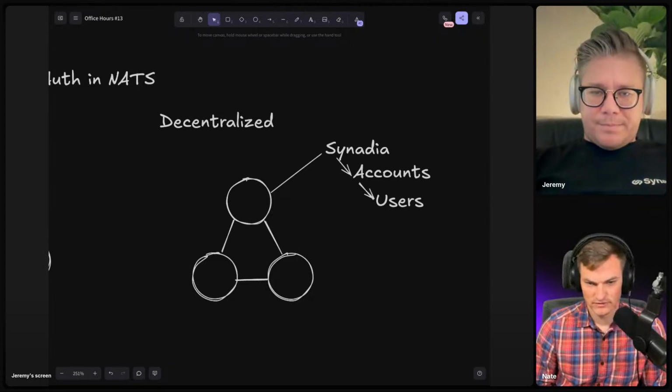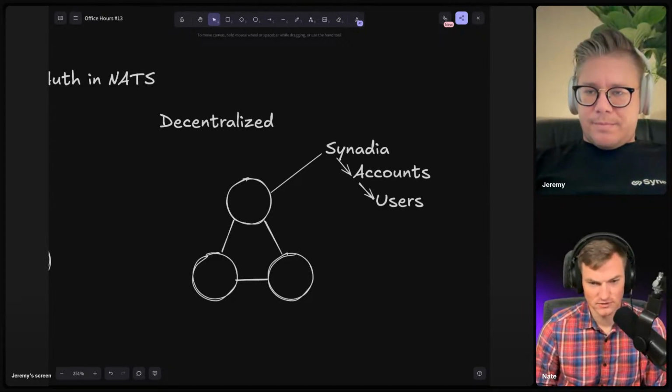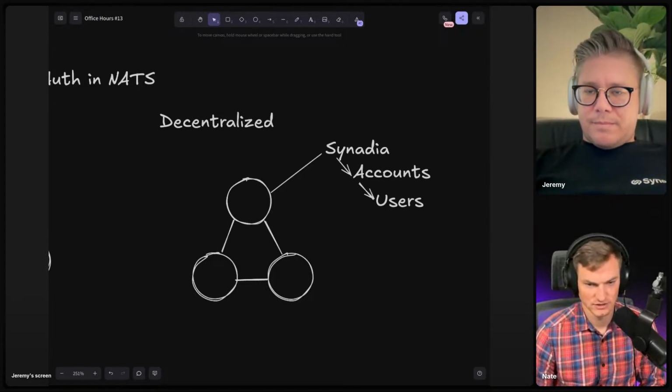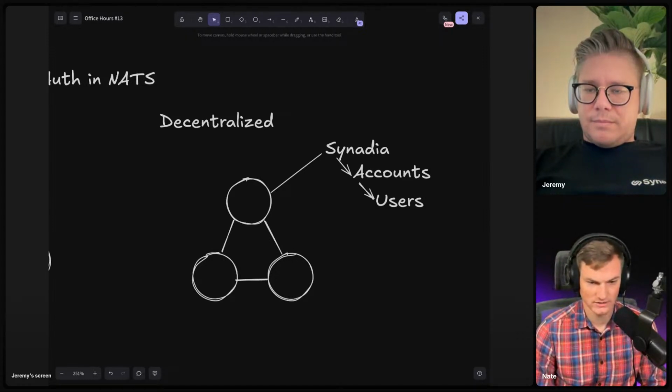So we got two quick follow-ups from Horrific. First, how much overhead is there in provisioning and deleting a user in Synadia Cloud? And then second, is it possible to create accounts using the Synadia Cloud API?